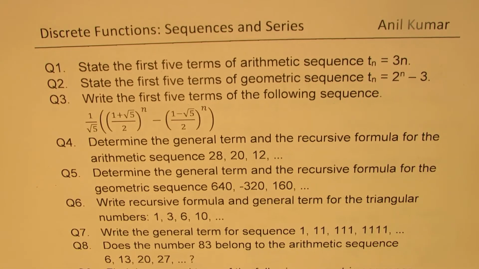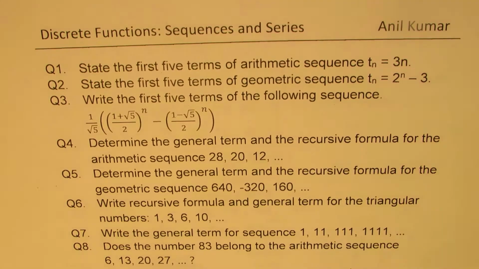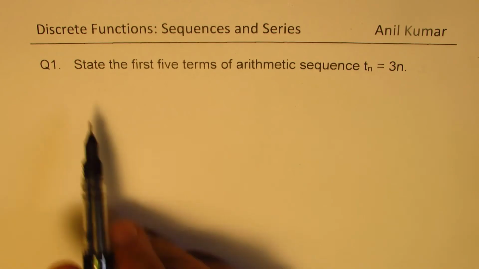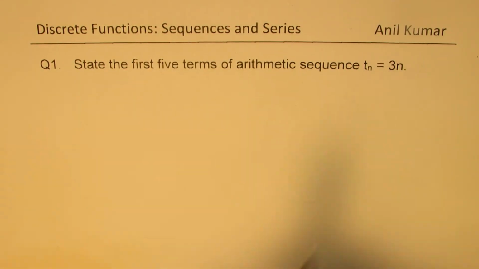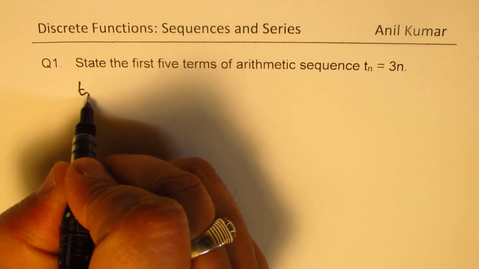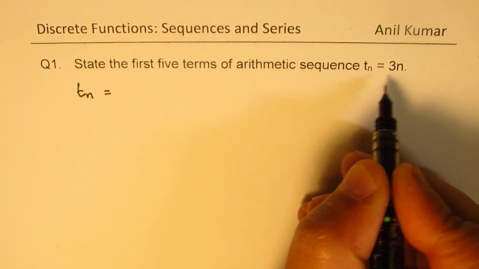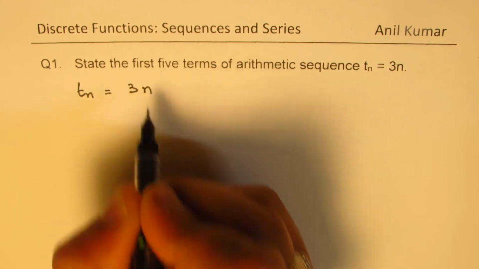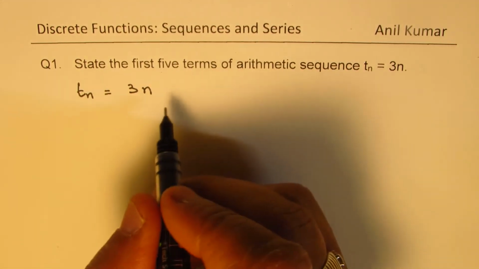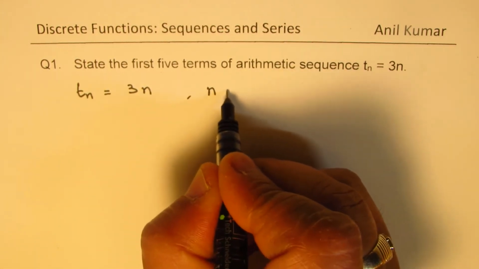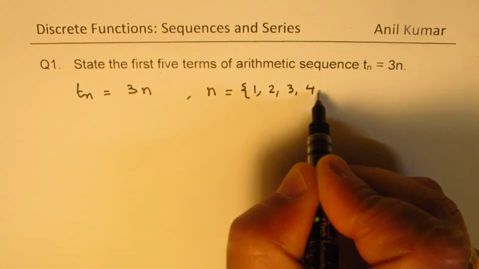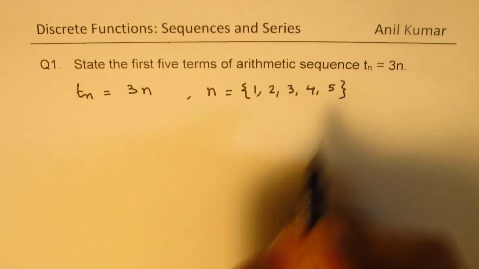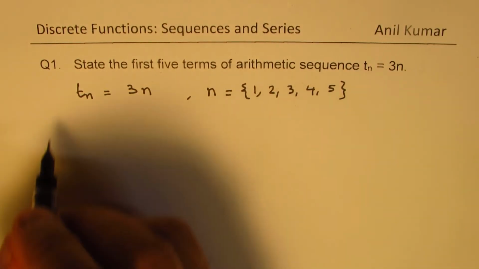Right, so I hope you have some solutions to these questions. Let's take them one by one. So here is question number 1. State the first 5 terms of arithmetic sequence Tn equals to 3n. So Tn, that is the nth term, is given to us as 3n, right? So when we say first 5 terms, that means n will be equal to what? N will be 1, 2, 3, 4 and 5, correct? So you have to place these 5 terms. So let's put them one by one.